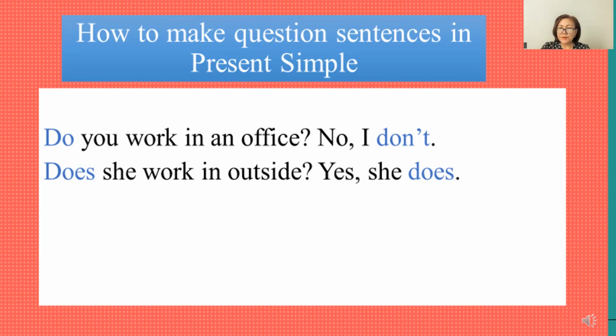In making questions, or in question forms, we always need an auxiliary verb. For example, in these two sentences, you can see how we used do or does for making questions.